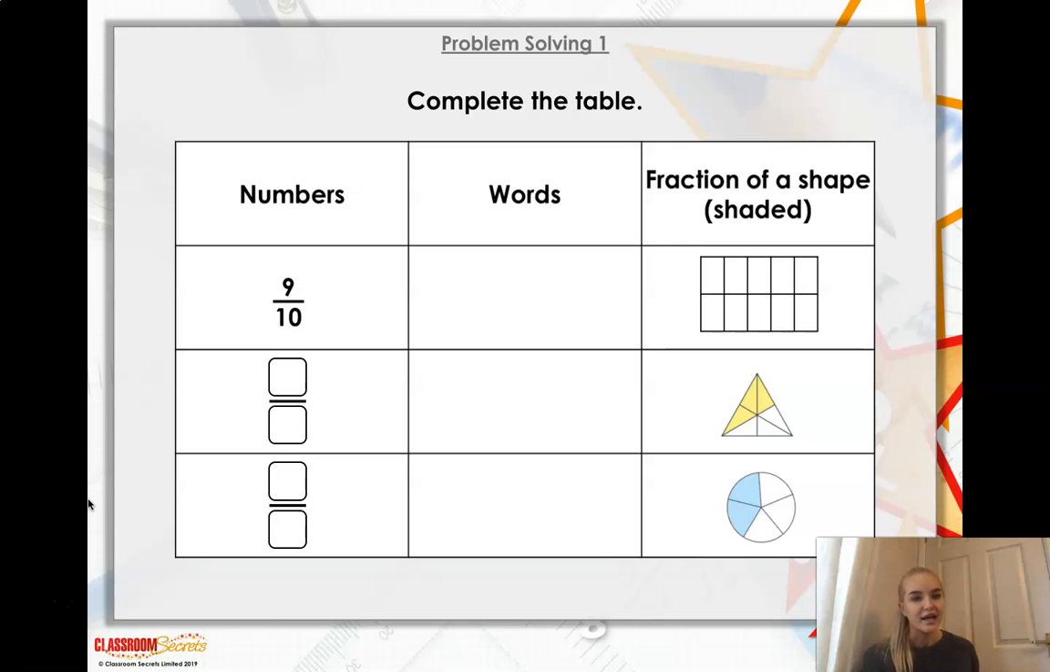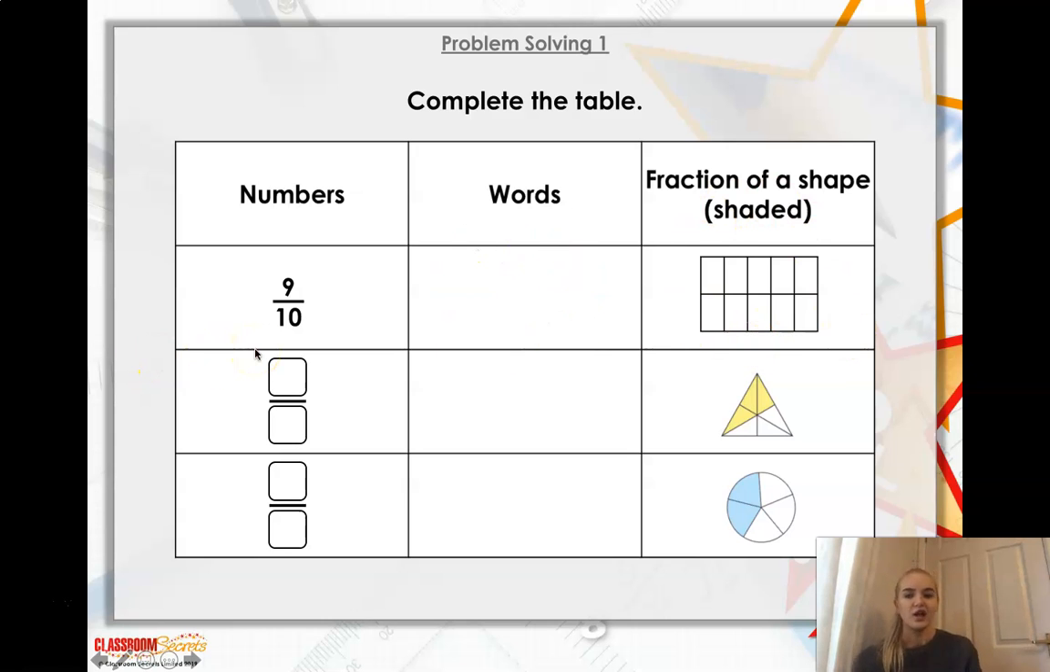So here I have a table and some of my boxes are empty. I can see that in this column is the fraction, in this column is the written word, and in this column is the fraction of a shape which is shaded, which is what we've been working on today. Now, we need to work with the information that we've got to try and find the missing boxes. In this row here, I've been given the fraction, I've not been given the word, and I've not been given the shaded shape.